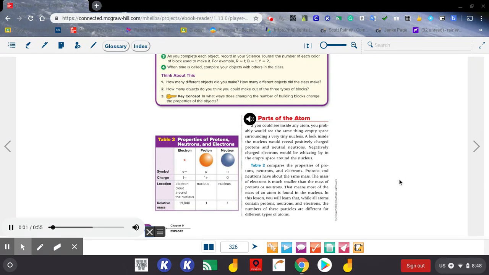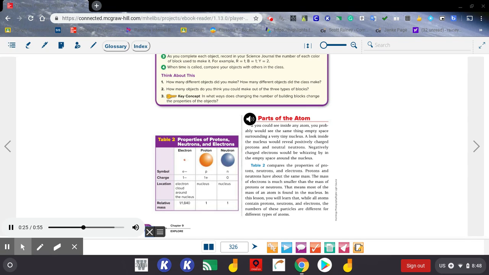The parts of the atom. If you could see inside any atom, you probably would see the same thing: empty space surrounding a very tiny nucleus. A look inside the nucleus would reveal positively charged protons and neutral neutrons. Negatively charged electrons would be whizzing by in the empty space around the nucleus.